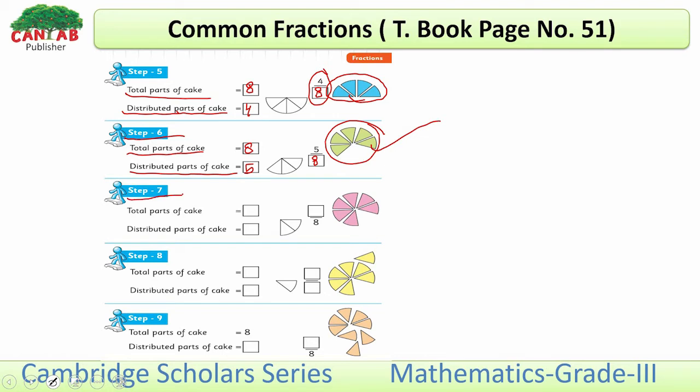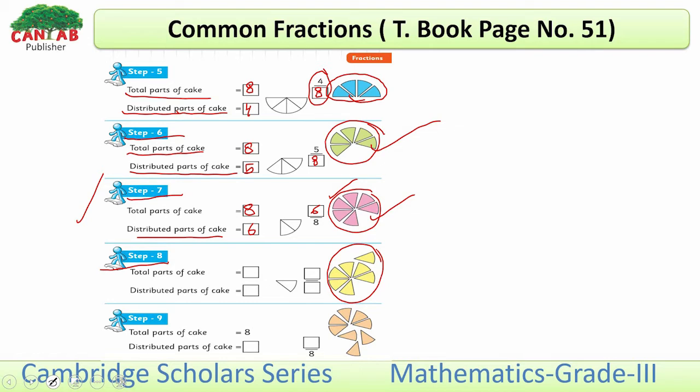In the next step 8, you should complete this task in your textbook. Distributed parts of cake 6, so 6 by 8. These are the distributed parts, the served parts. So in step 8, how many parts did she serve?